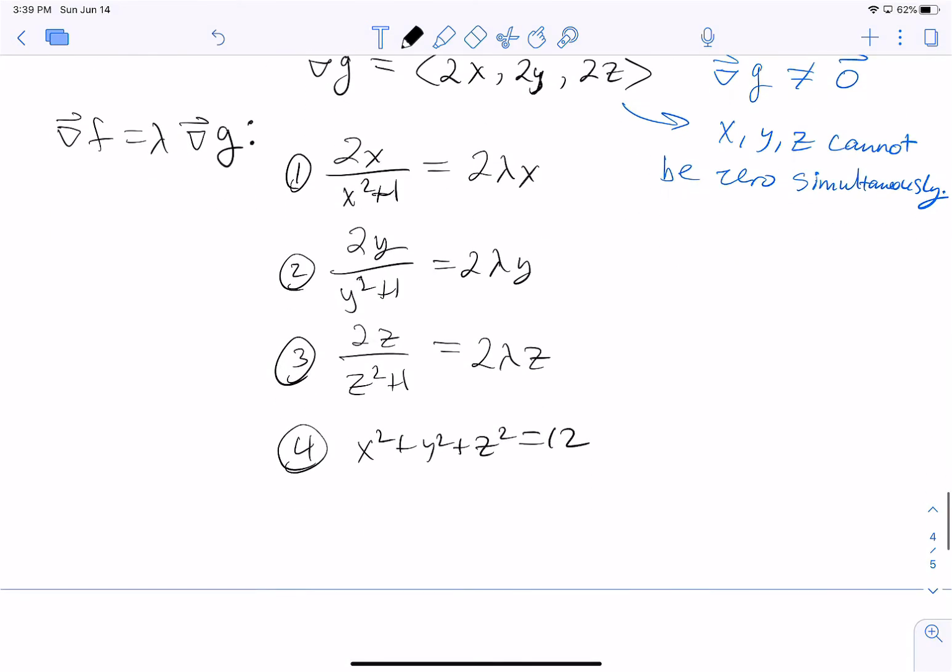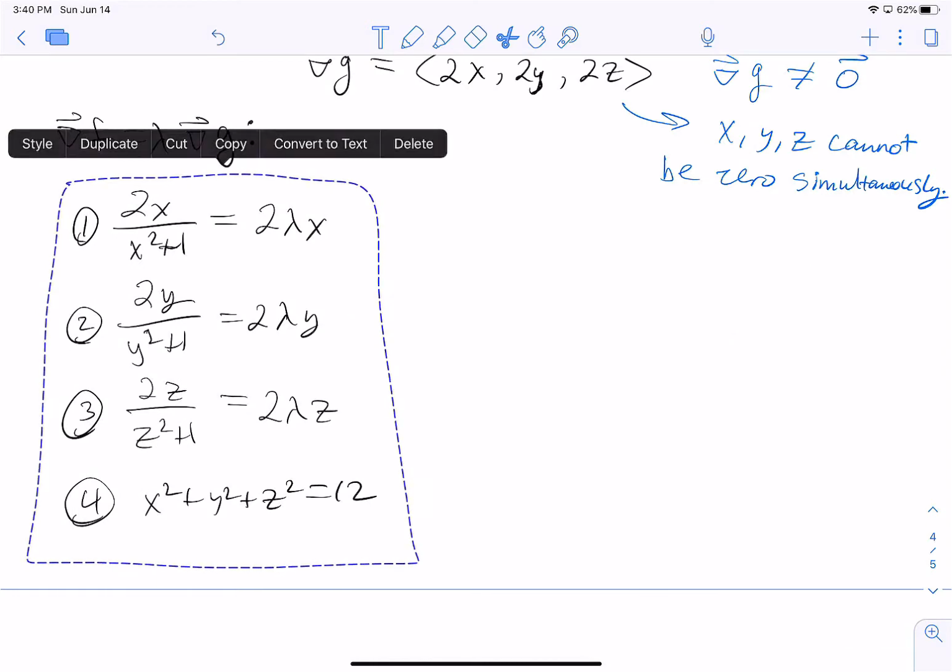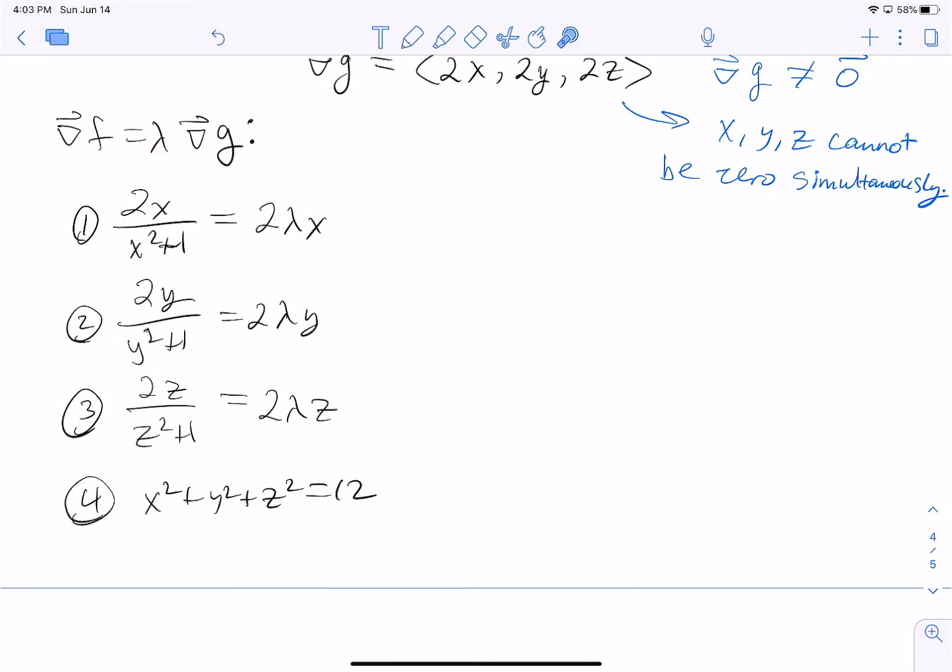Now I'm going to take this whole operation and move it over because I think I need some space over here on the right. Sometimes we can find an easy path by letting lambda equal 0. But in this case, because we have 2 lambda x on the right-hand side, if lambda equals 0, then the right side equals 0, which means that the left side equals 0. That would mean that x is equal to 0, likewise y and z, but we already know that x, y, and z can't be 0 simultaneously, therefore lambda cannot be 0.